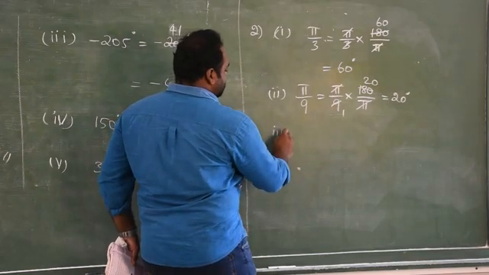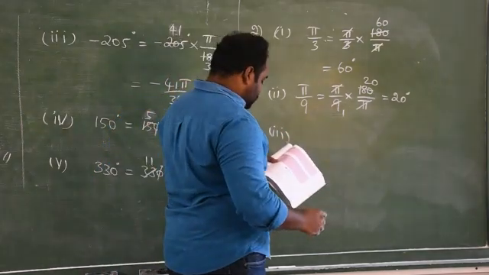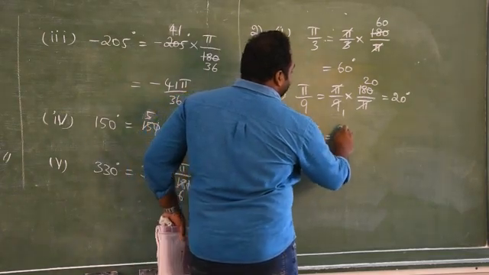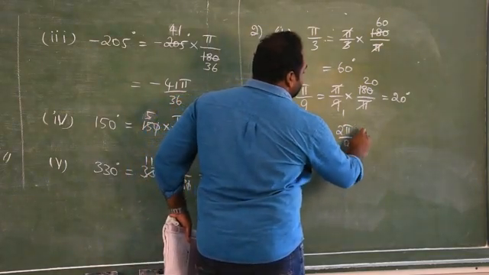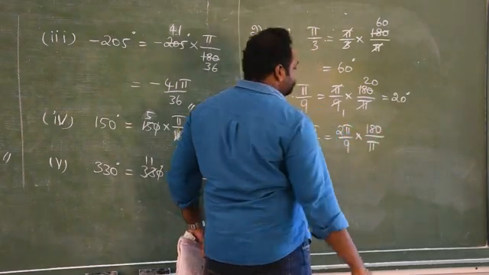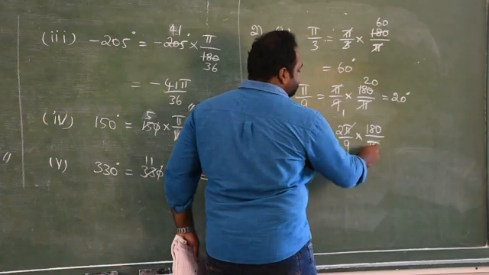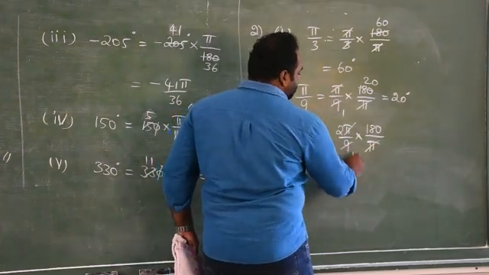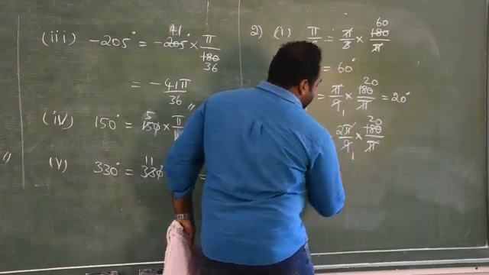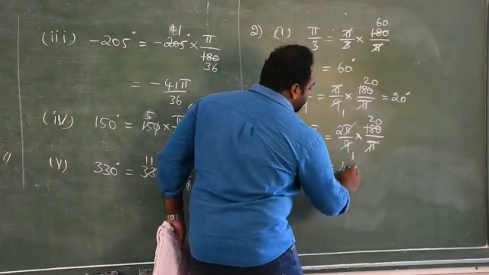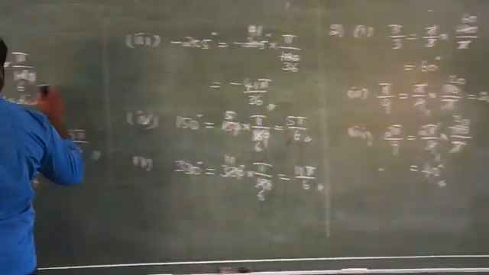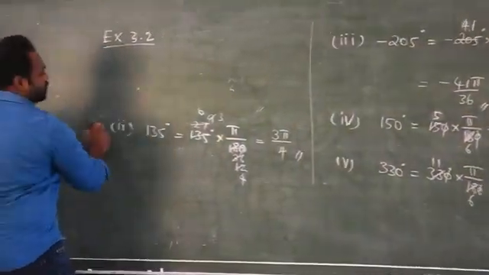Next, third question, 2 pi by 9 equal to 2 pi by 9 into 180 by pi. So here this pi and this pi cancel. Here we have 1 time, 20 times, 20 into 2, 40 degree. So 40 degree.